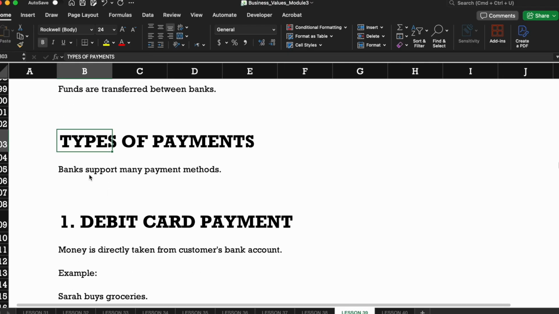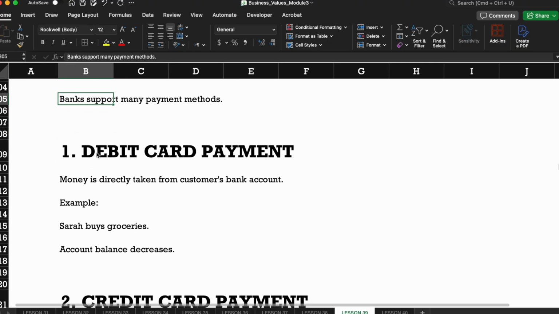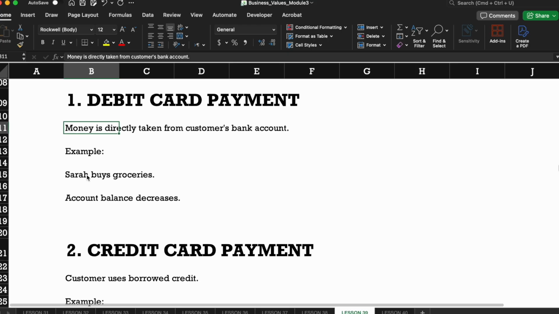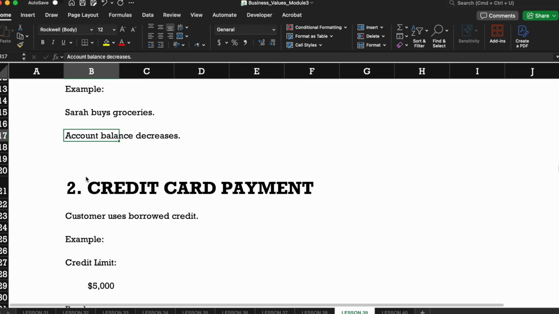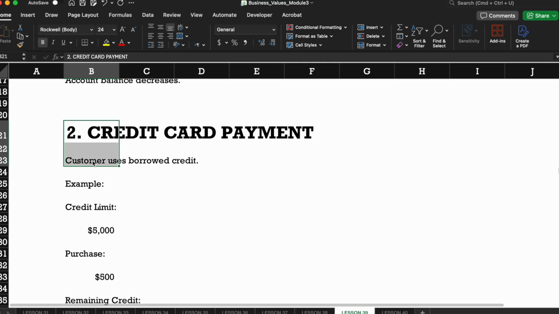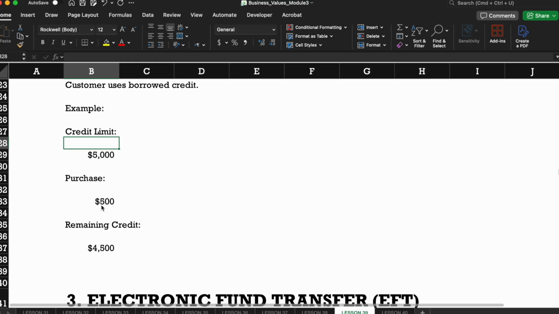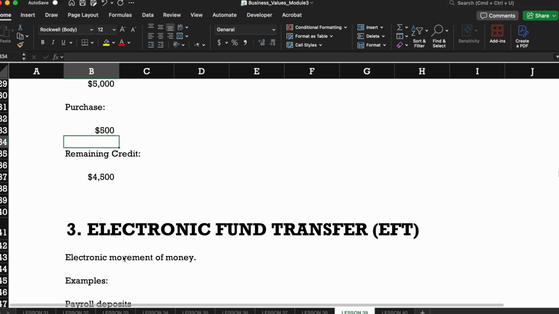Types of payments. Banks support many payment methods. Debit card payment: money is directly taken from the customer's bank account. Example: Sarah buys groceries, account balance decreases. Credit card payment: customer uses borrowed credit. Example: credit limit 5,000, purchase 500, remaining credit 4,500.